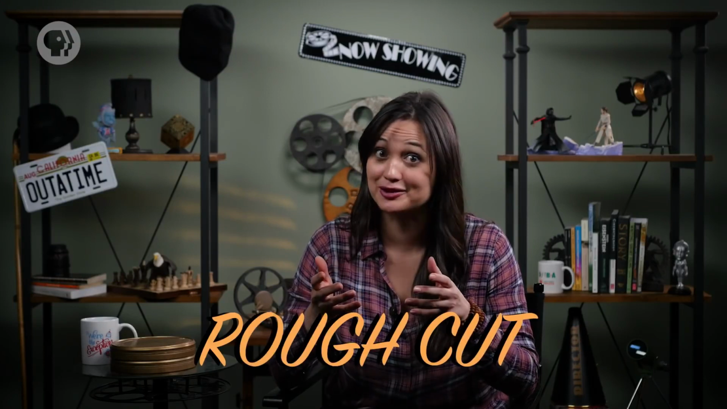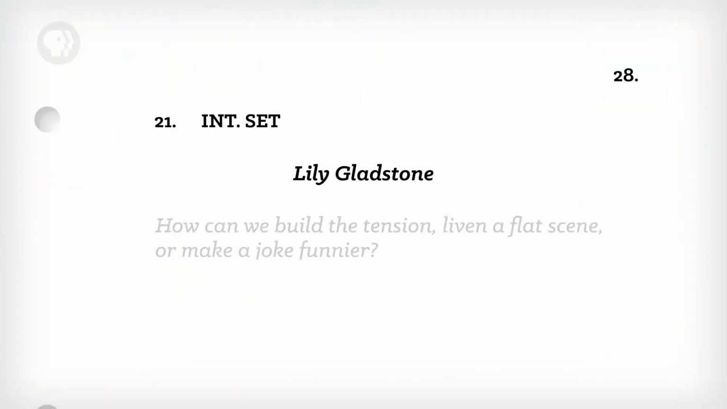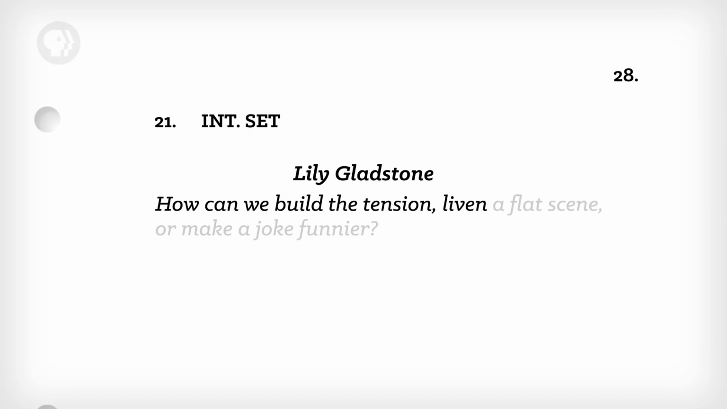The next step in the process is to make a rough cut, or several of them. This is the time for experimentation, for rethinking the structure of the film. What if this scene goes here? Do we even need this subplot, or this moment, or this shot? How can we build the tension, liven a flat scene, or make a joke funnier? The editor uses rough cuts to focus on the bigger parts of the movie that aren't working. It's also where the filmmakers can begin to get a sense of what the ultimate runtime of the movie will be. Once those issues have been solved, the editor moves on to the fine cut.